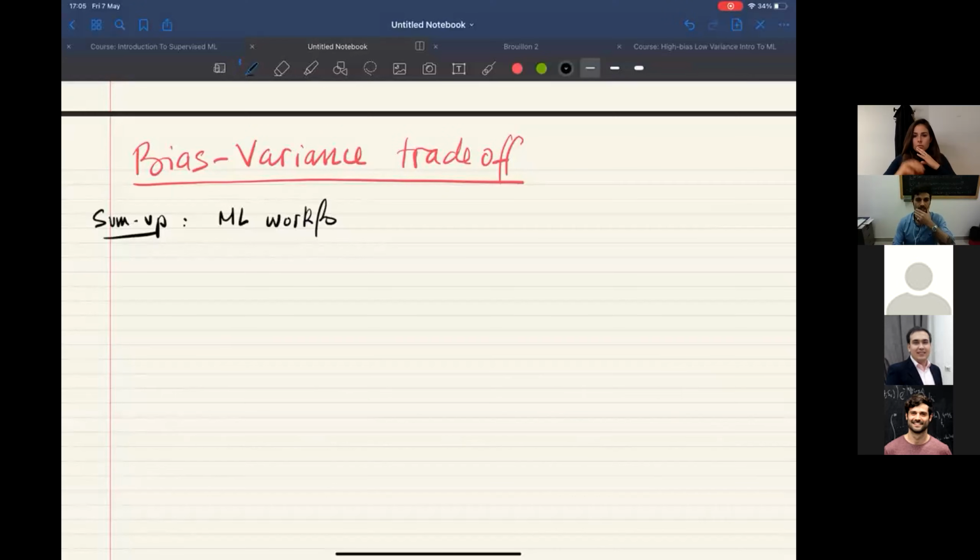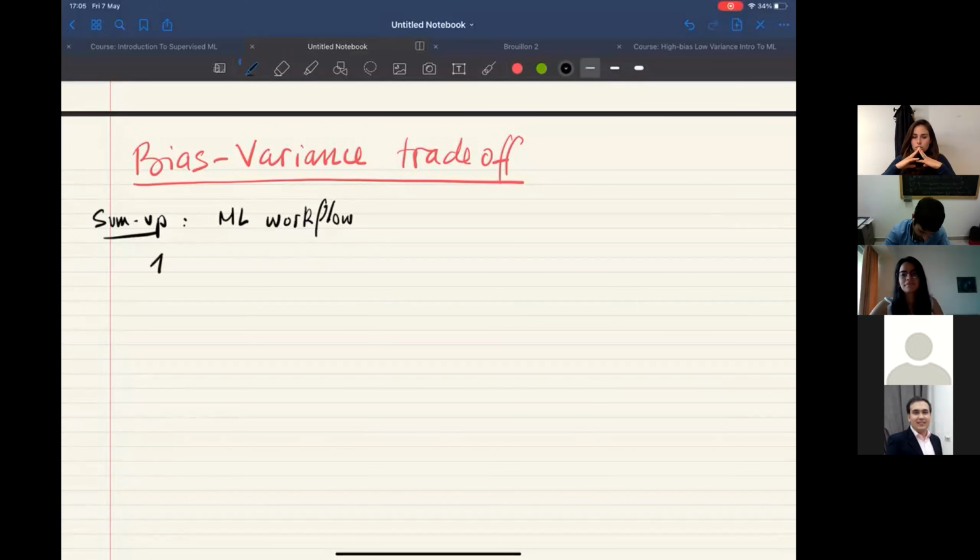Okay, so I start by recalling what we did last time, in particular the machine learning workflow, as I like to call it. It's not a standard term, and this is Jean's term. So what is the machine learning workflow? There were 3 main steps.